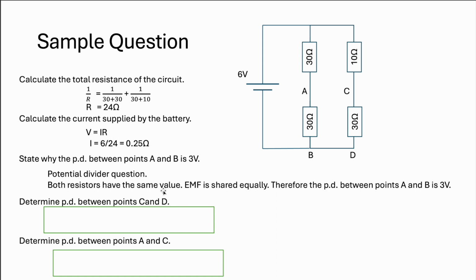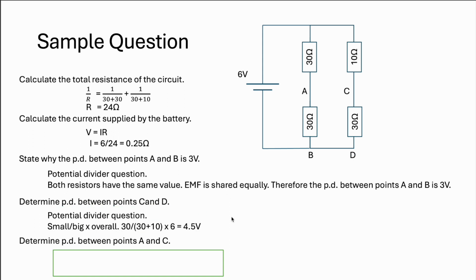Determine the potential difference between C and D. C and D, so you see, it's like a potential divider again, so small over big times overall. A and C, you take the difference between the heights. So it's like different heights of different slides, right? In a water park, you're just determining the difference in the height.